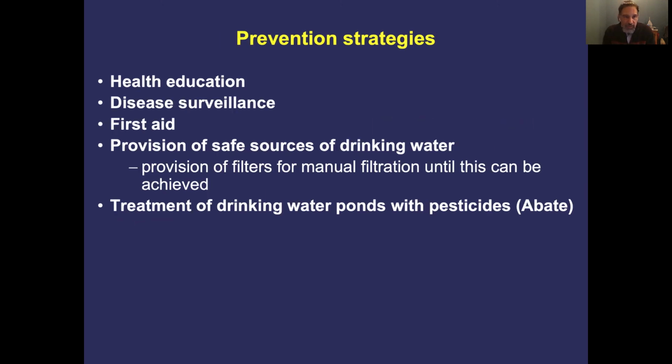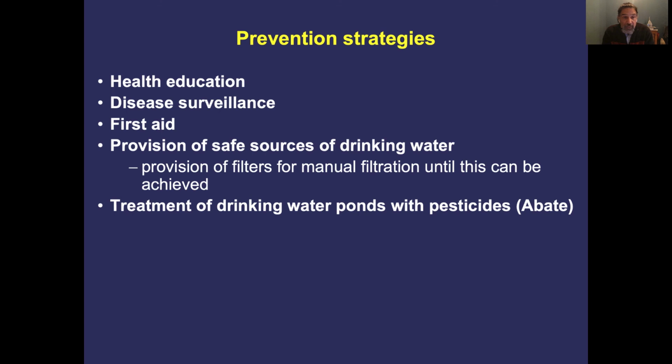So what are some of the strategies? Well, there's health education, educating people on how Guinea worm is transmitted, how to avoid it. Disease surveillance, so looking for cases and then targeting health education and other strategies like first aid. Treating cases of Guinea worm can result in preventing or disrupting the life cycle. And providing safe sources of drinking water, which also has many other secondary benefits.